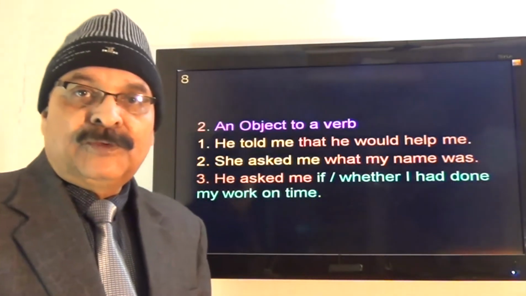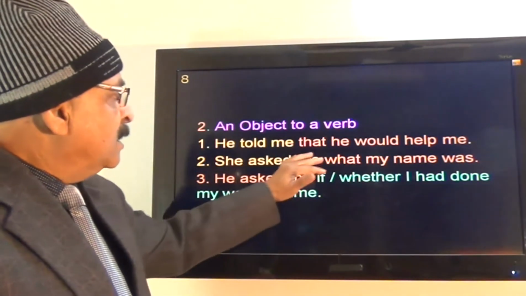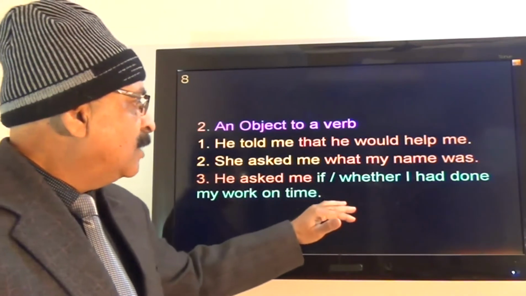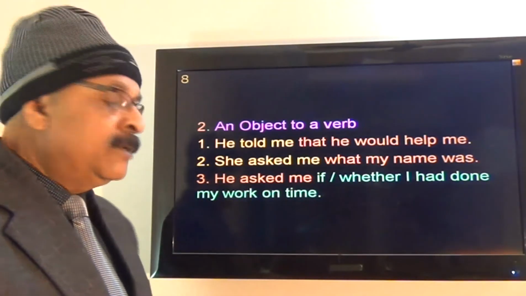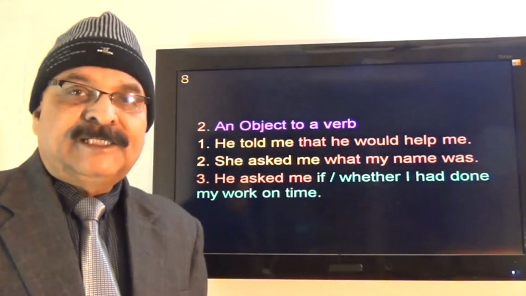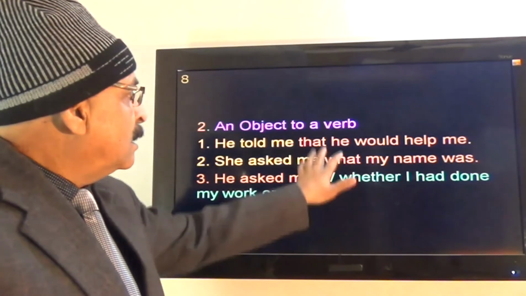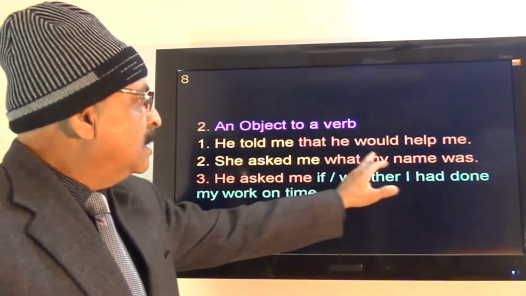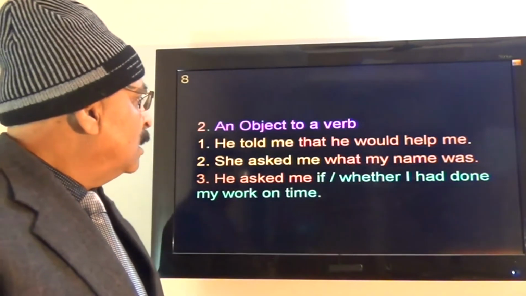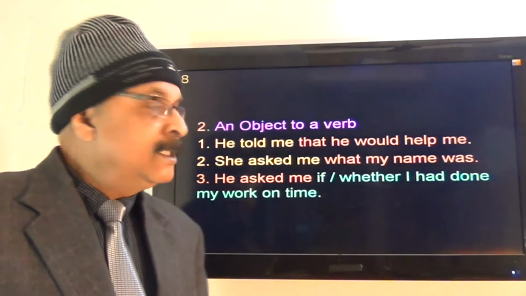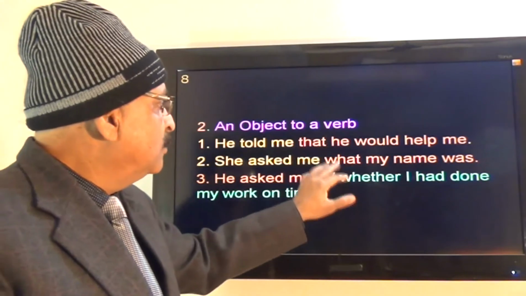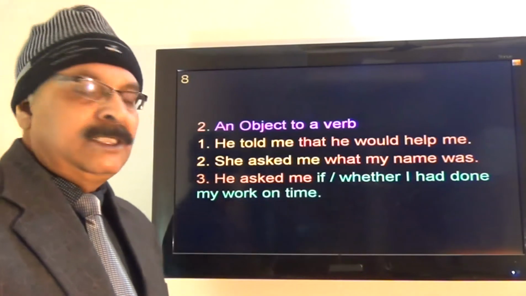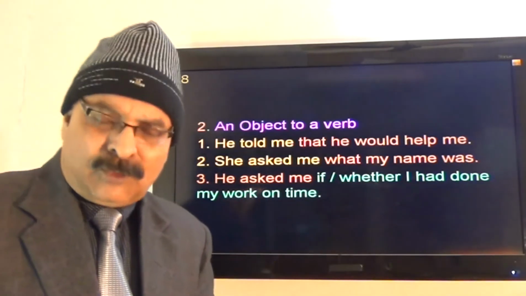An object to a verb. This is the second type of noun clause. He told me that he would help me. She asked me what my name was. He asked me if or whether I had done my work on time. 3 sentences I have taken, and these are the subordinate clauses. They begin with a subordinating conjunction and they go up to that. Another formula you can apply is that you replace these clauses with he told me something, she asked me something, he asked me something.